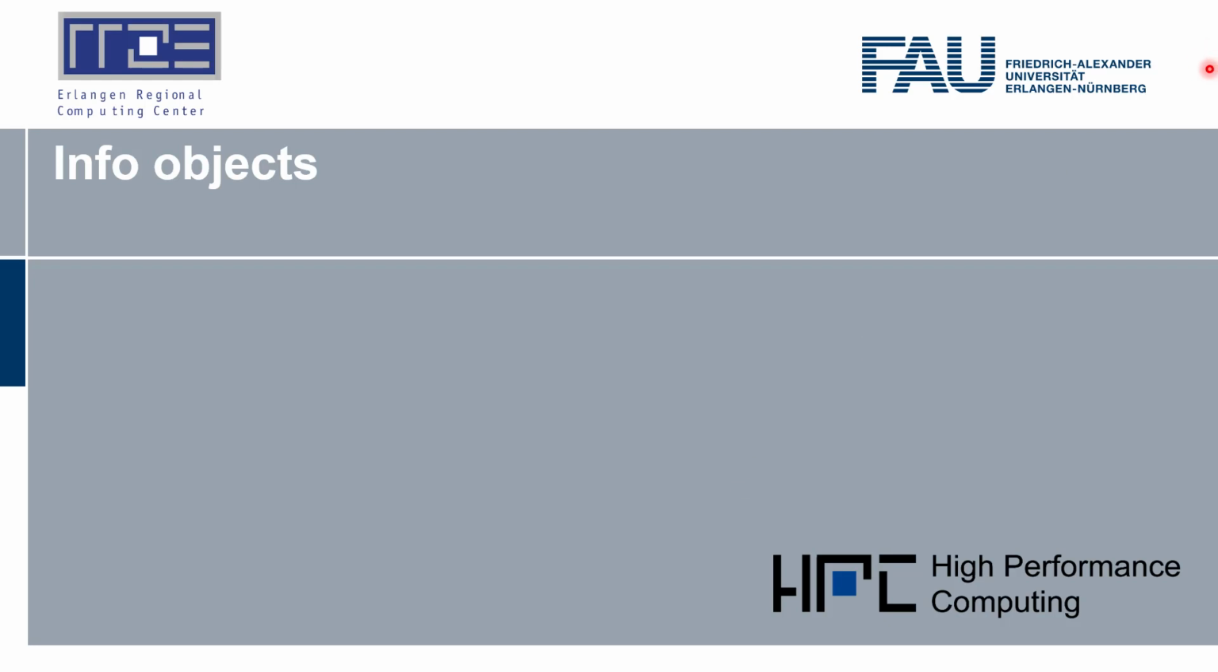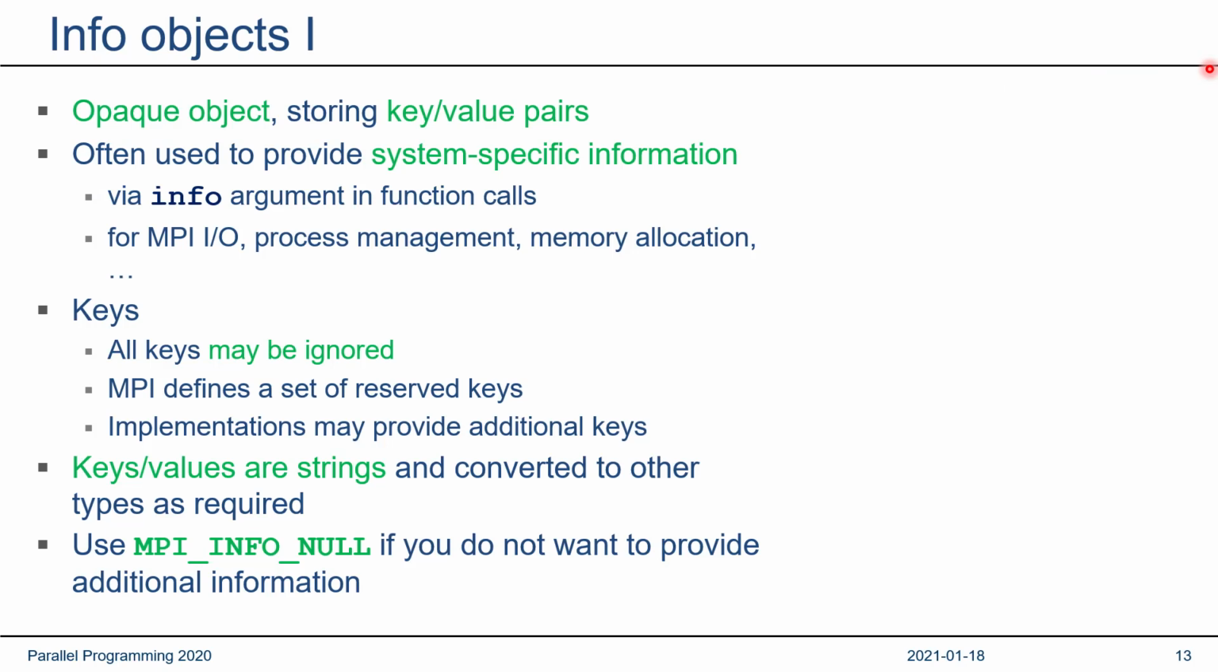I've talked a little bit about info objects, and in our example, we set the info object to the special value MPI_INFO_NULL, which means you don't want to say anything about optimizations, but info objects can actually, in practice, optimize the performance of file I/O. An info object is a so-called opaque object. You can't see what's inside this object. You only access it using well-defined functions. An info object stores key and value pairs. And what you use it for is you provide system-specific information via this info argument.